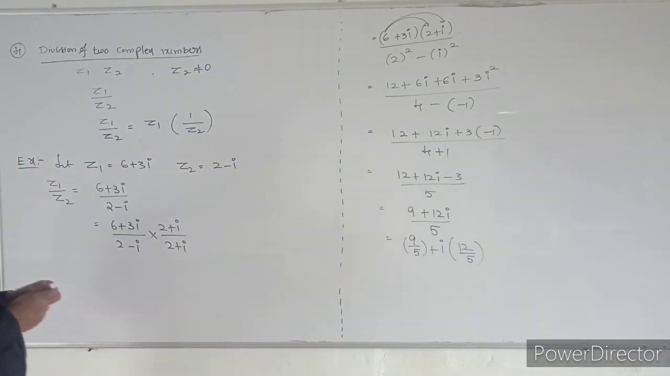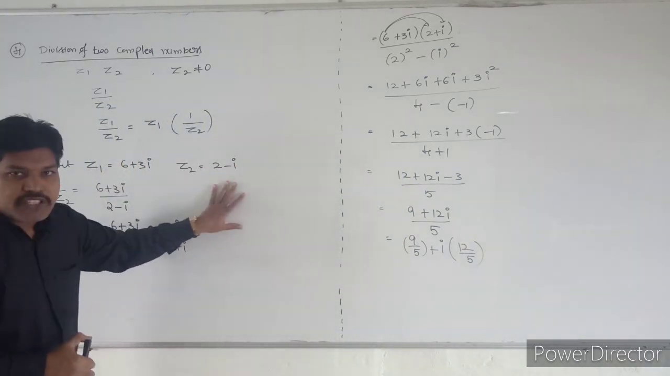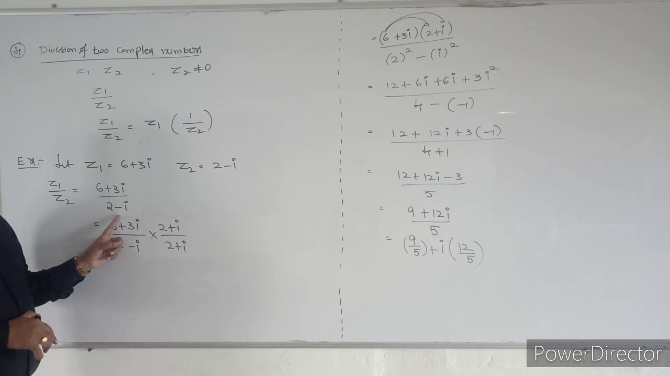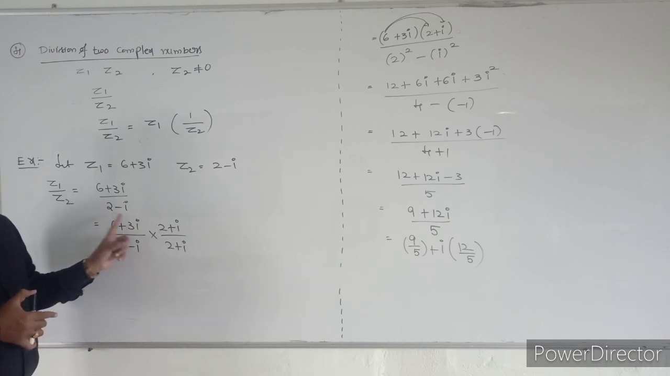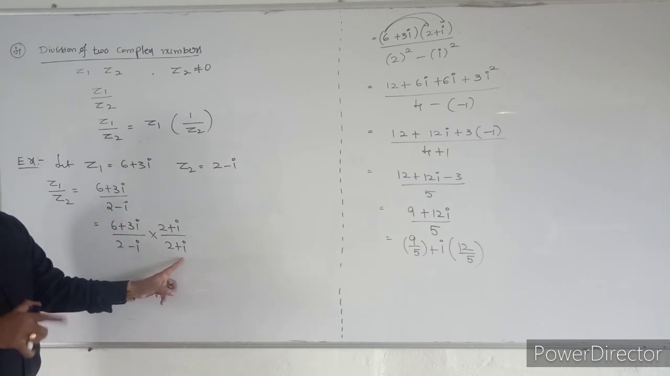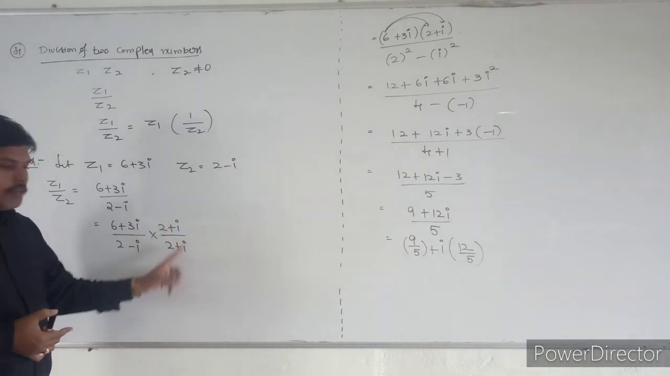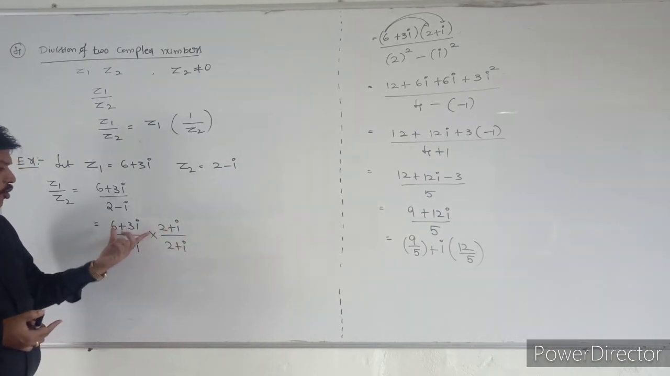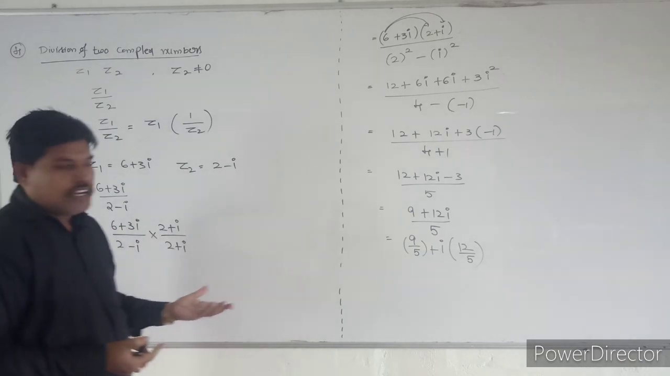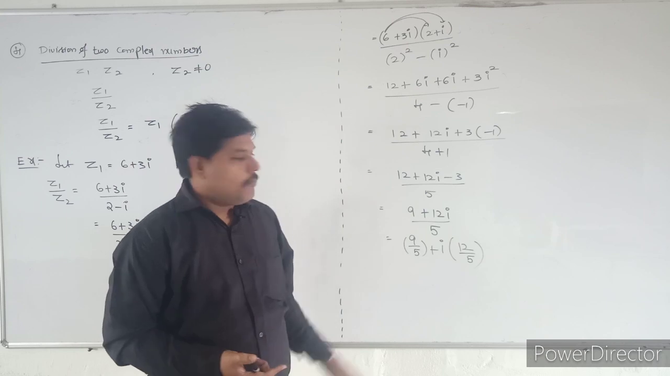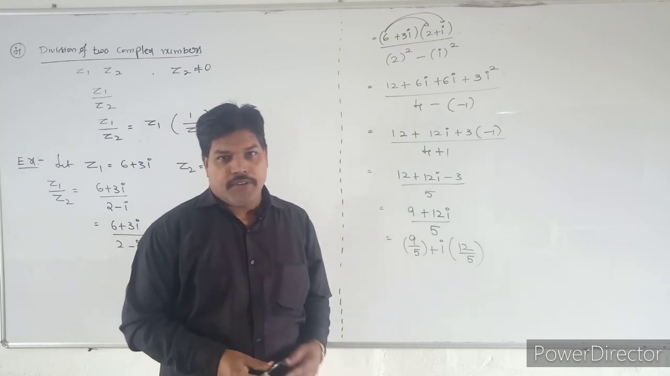So what do we have to do? Z1 and Z2 are two complex numbers. What is the meaning of Z1 by Z2? You have to take it in this form and multiply and divide with the conjugate term, that is, for 2 minus i, multiply and divide with the conjugate 2 plus i by 2 plus i. Multiply the numerator as well as the denominator. Simplifying, you will get the answer 9 by 5 plus i into 12 by 5.